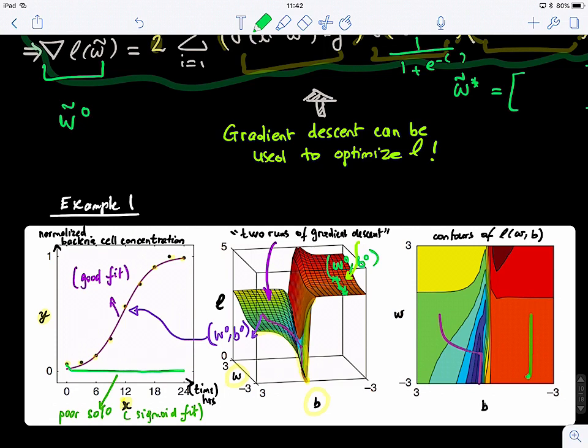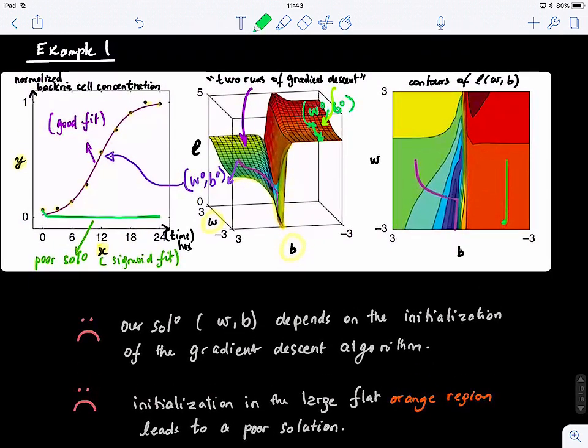So you can see that optimizing the logistic regression function is not very straightforward. It's very sensitive to your initialization, okay? Because remember why? It's a non-convex function. Our solution here depends on the initialization of the gradient descent algorithm. And we also notice that initialization in the large flat orange region leads to a poor solution, a poor estimation of our fitting function.